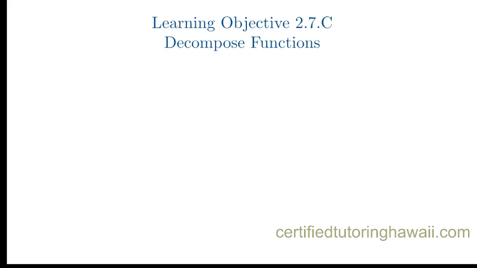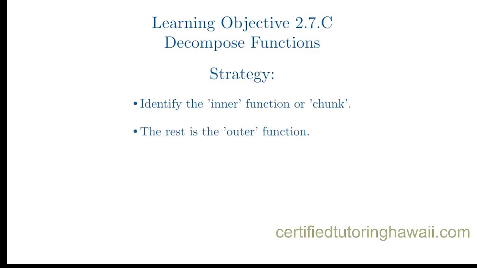The key is to look for an inner operation or expression inside a larger outer operation. The strategy is to identify the last operation that would be performed according to the order of operations. That is often your outer function. Then, the part inside that last operation is your inner function.